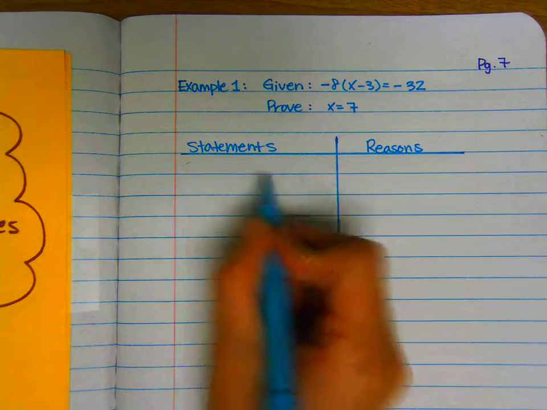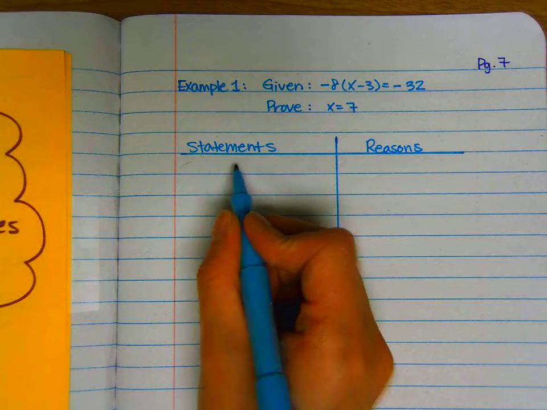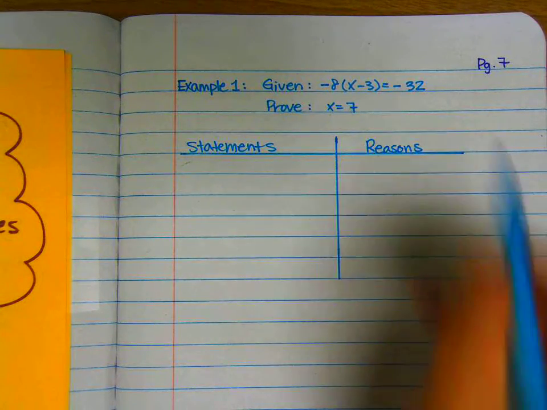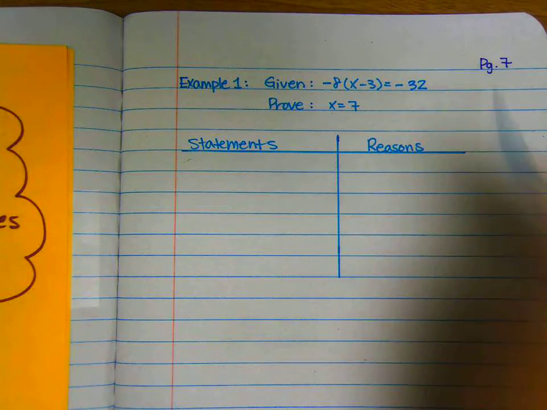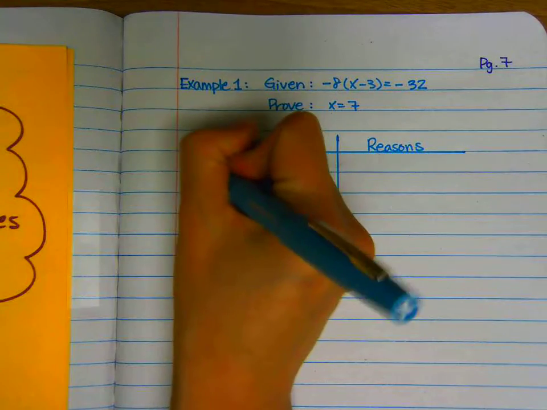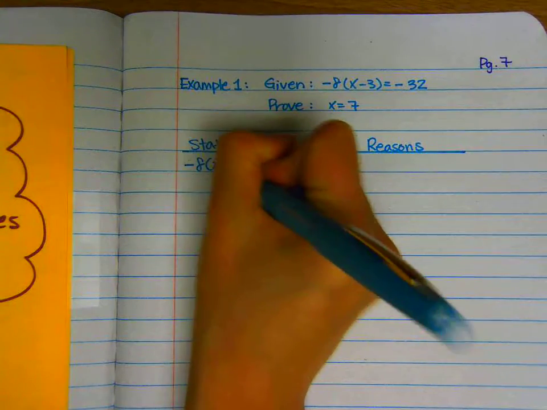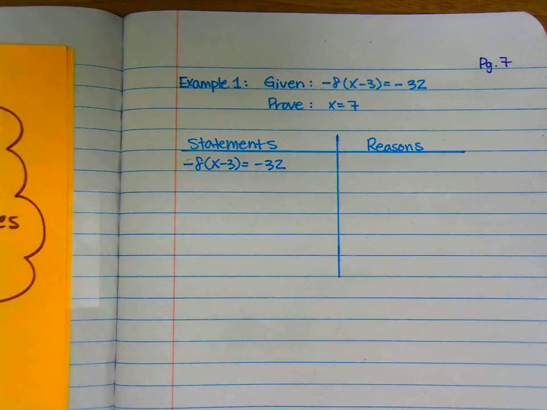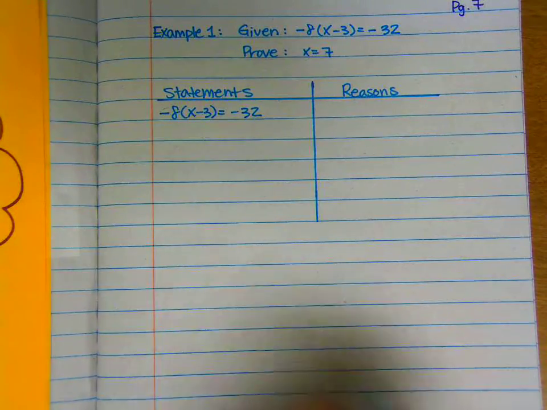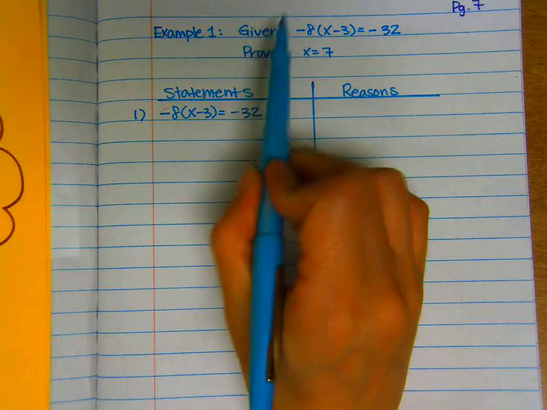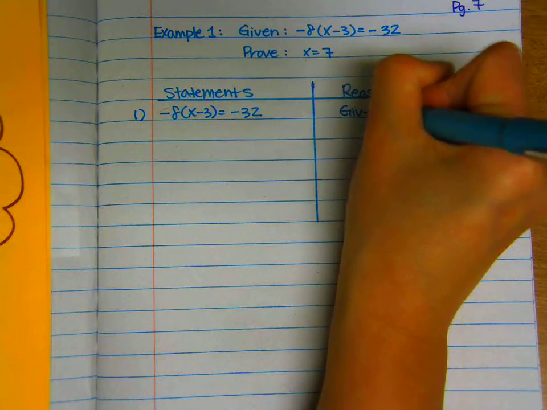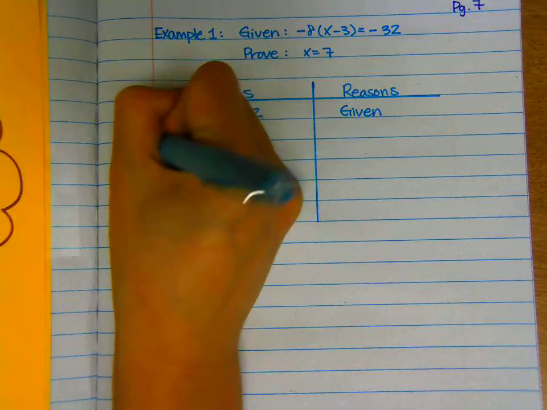Our first statement should be the given information. Remember, we always start with the given information. Our given information is the original problem: negative 8 times the quantity x minus 3 is equal to negative 32. That is our first step, and the reason is it says given, so I'm going to use given as the reason.